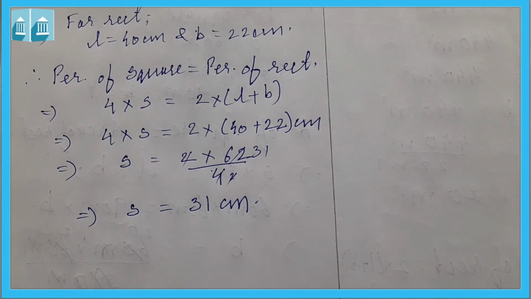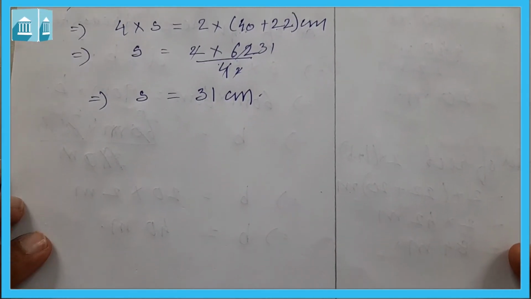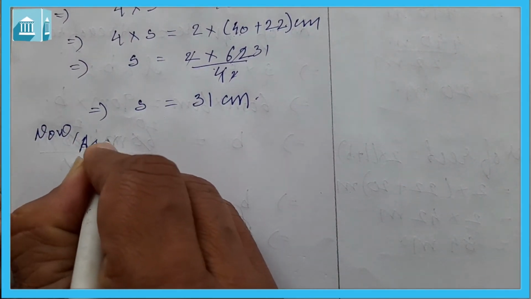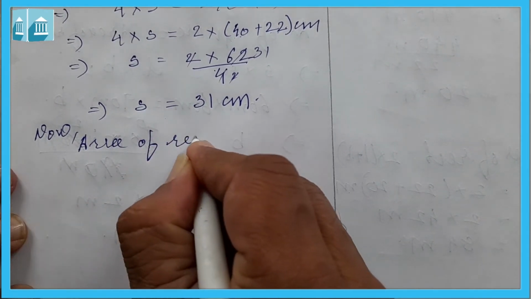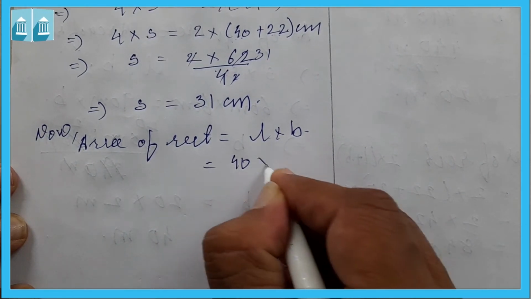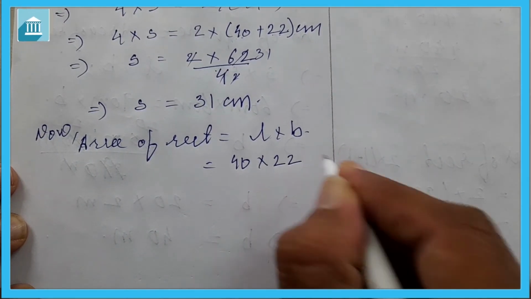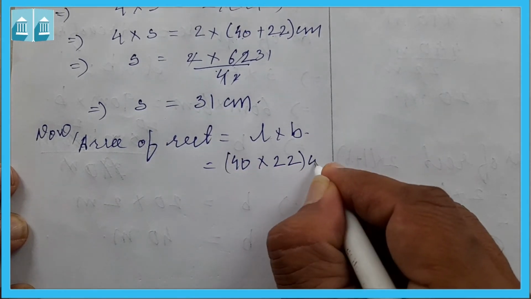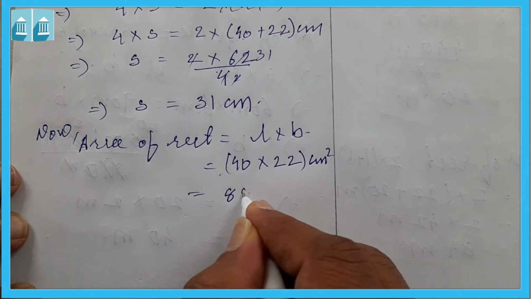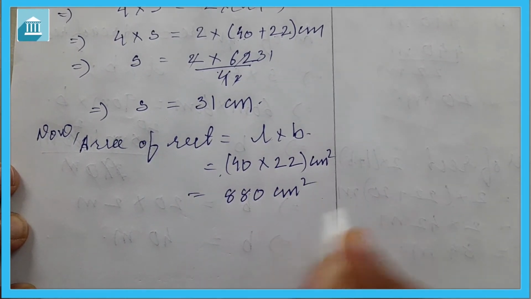Now we also have to find which shape encloses more area. So for that we need to find out the area of both. Now we can say area of rectangle is equal to L into B, which is equal to 40 into 22 centimeter square. So 40 into 22 is 880 centimeter square.